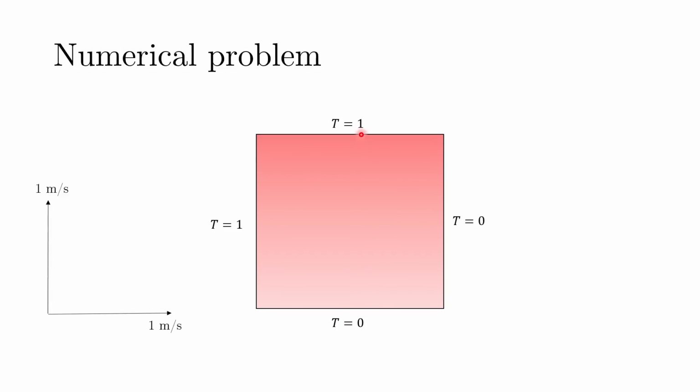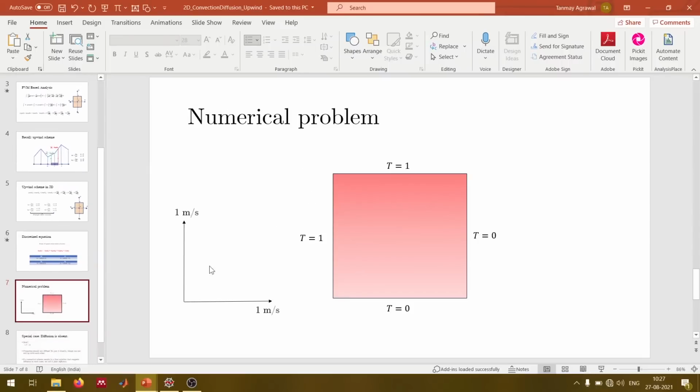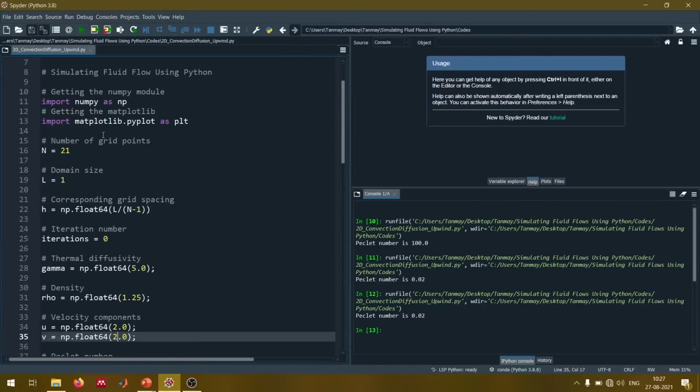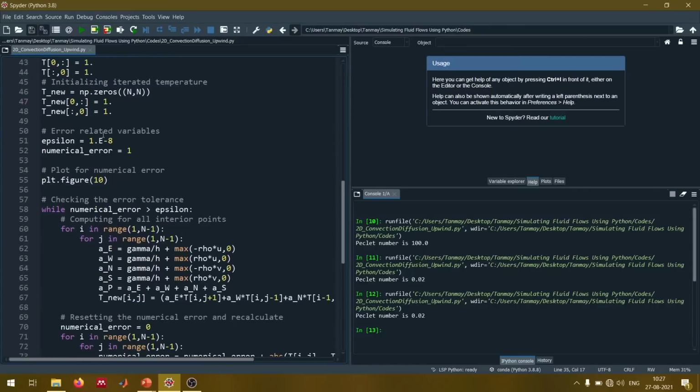So now let us look at the problem that we want to solve through this particular formulation. The problem that we were looking at was a 2D system, where the temperature of two walls was maintained at 1 unit, and the temperature of the two other walls was maintained at 0. And we had imposed a flow field of 1 meter per second in the horizontal and 1 meter per second in the vertical direction. I'll switch to the code now, because the coding is very similar to what we had done for the two-dimensional convection diffusion problem. This is exactly the same code that I have copied and pasted from there.